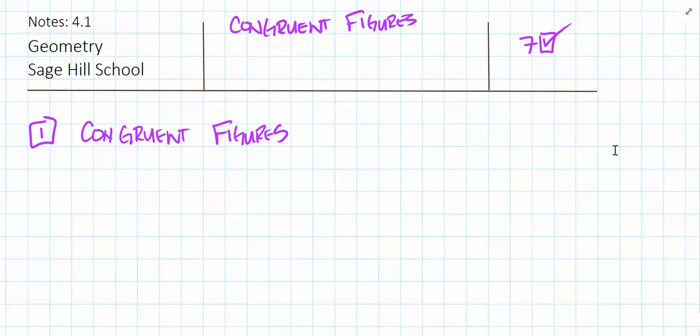No, no, no, no. Okay, we're talking about congruent figures in 4.1.